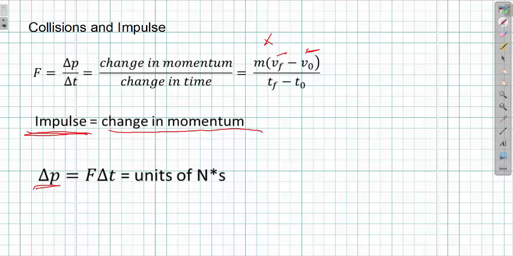So if we take this first equation that we had and we do a little bit of cross multiplication, you love algebra, we've got impulse equaling a force times a change in time. And its units are force, newtons, times time. The concepts of this section really are that simple. Delta P equals F times delta T. So let's go ahead and hit up a problem.